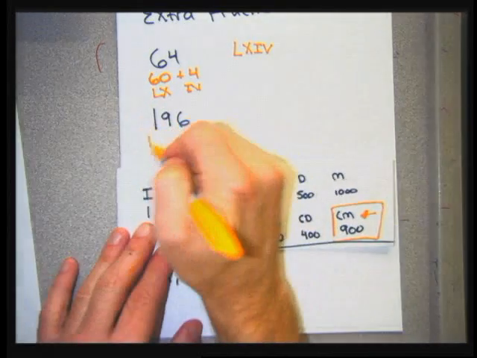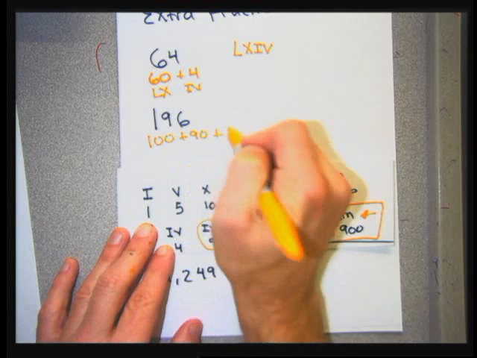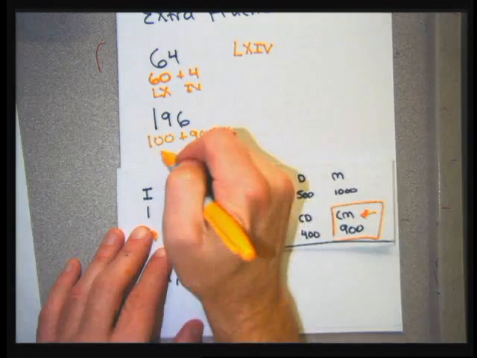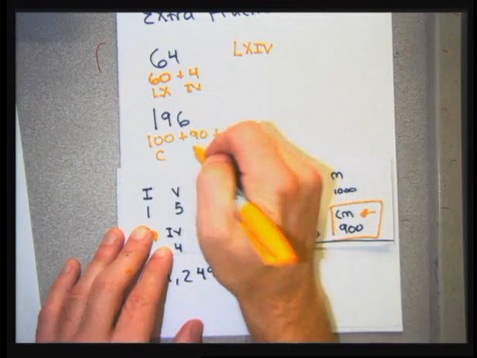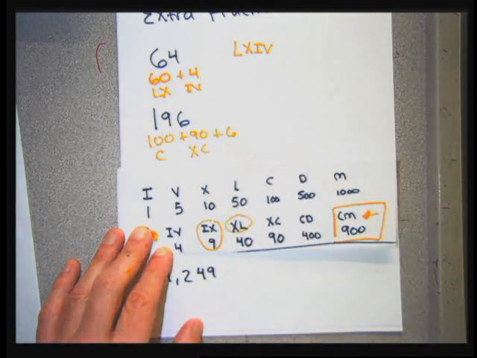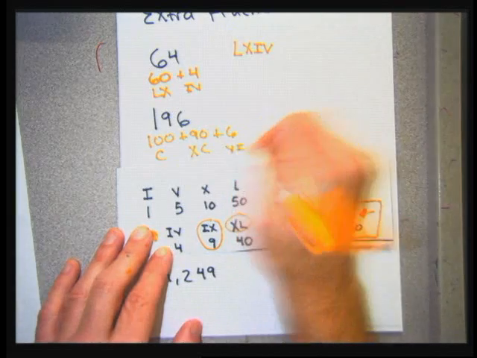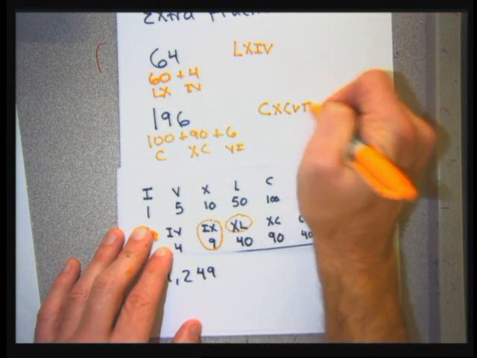196 I'm going to think of as 100 plus 90 plus 6. 100 is easy. That's just a C. 90 is not hard because I have that in front of me as an XC. And a 6 I can do with a 5 plus 1 as a VI. So I'm going to write this as C XC VI.